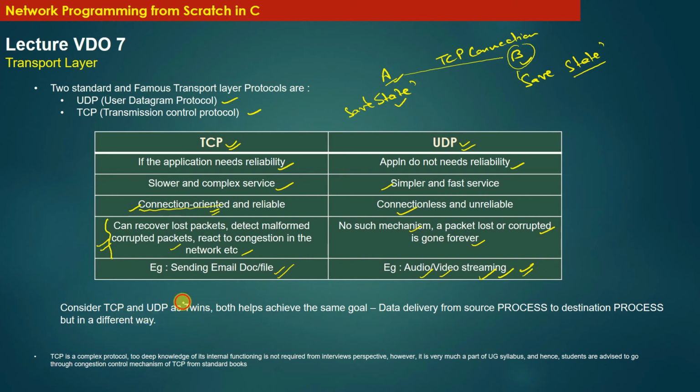So consider TCP and UDP as twins. Both help achieve the same goal, data delivery from source to destination process, but in a different way. Again, it's an important note: TCP is a complex protocol. Too deep a knowledge of its internal functioning is not required from the interview perspective. However, it is very much a part of the UG syllabus, and hence students are advised to go through the congestion control mechanisms of TCP from standard books. This course is out of scope with respect to TCP internal functionality.